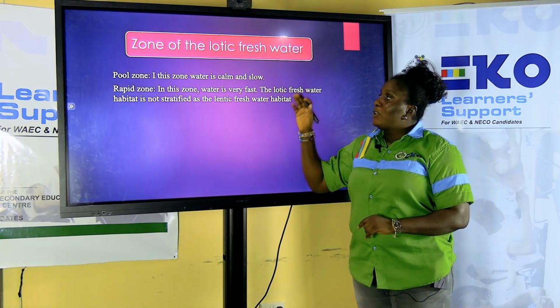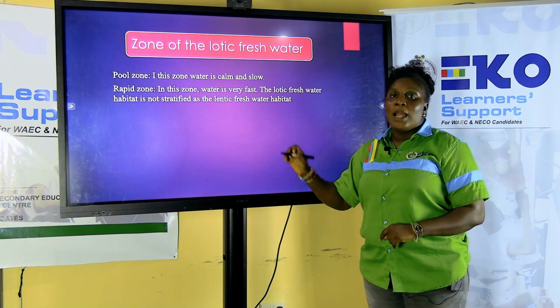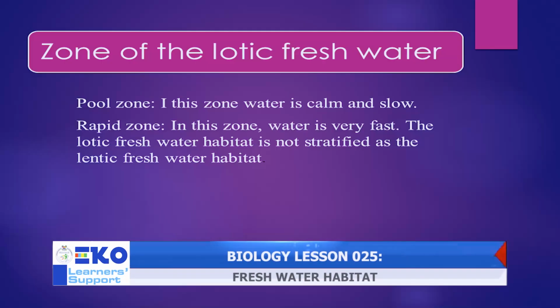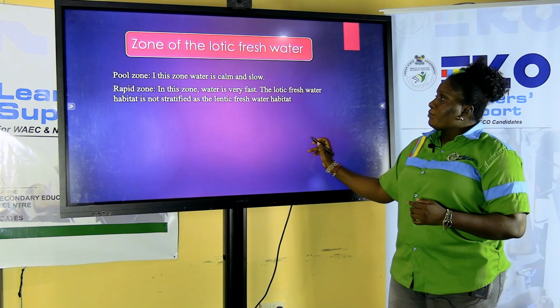Then under the lotic, we also have two zones. We have the pool zone and the rapid zone. So let's look at what the pool zone is. The pool zone is a zone where the water is calm and slow, while the rapid zone is where the water is very fast, from the word rapid, very fast.